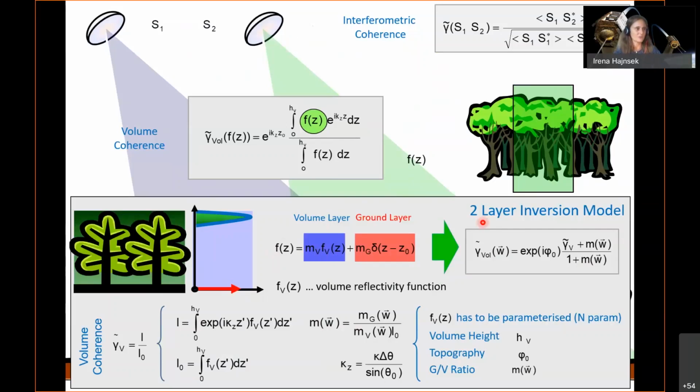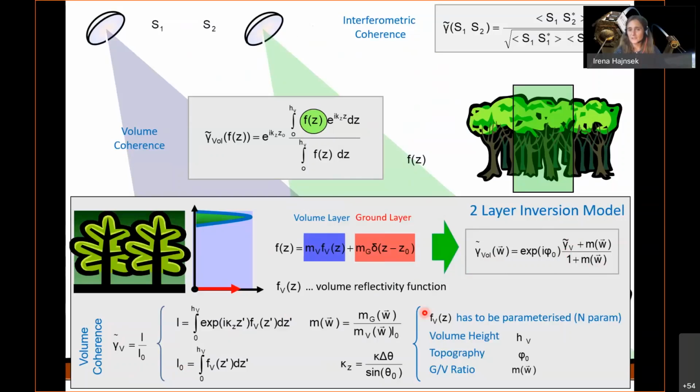So the two-layer inversion model is now expressed as gamma volume in terms of polarization diversity, with the vector v, and has this exponential function as a phase function. It has a gamma volume, our volume that we can express, and the m parameters, which are our parameters for the ground to volume ratio. These m parameters are the ones which are, in this case, polarization dependent. Gamma volume is again expressed in terms of the vegetation parameters that we have and the kappa zeta. That's very important.